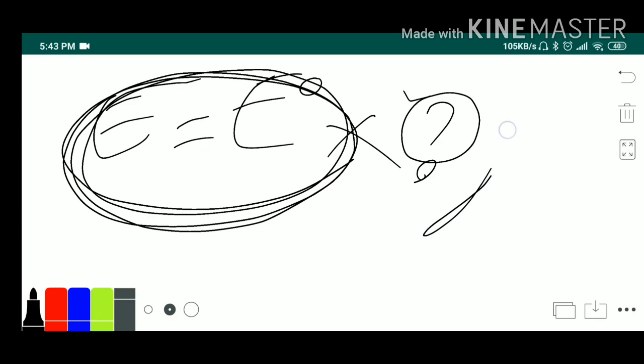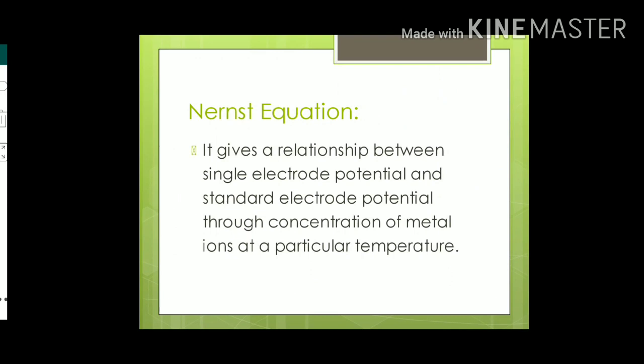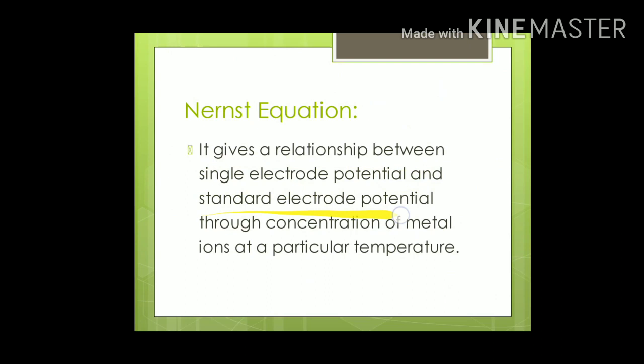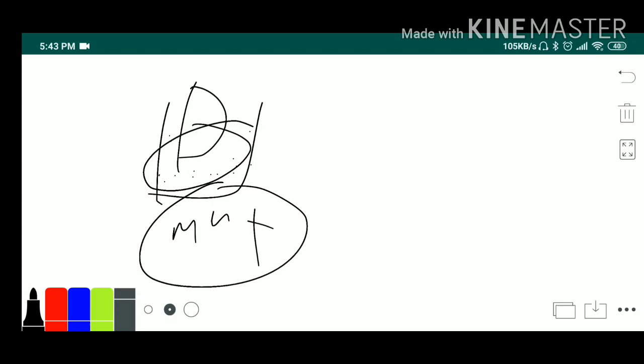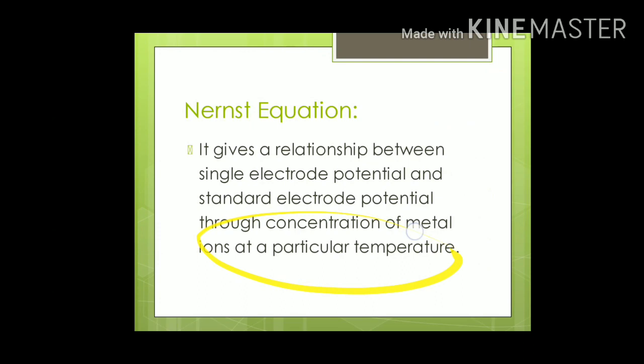So what is Nernst equation? It gives the relationship between single electrode potential and standard electrode potential through the concentration of metal ions, written as Mn plus. It depends on this concentration, and that relationship is given by the Nernst equation at some particular temperature. Temperature is also important, we will see in the next part how it is related.